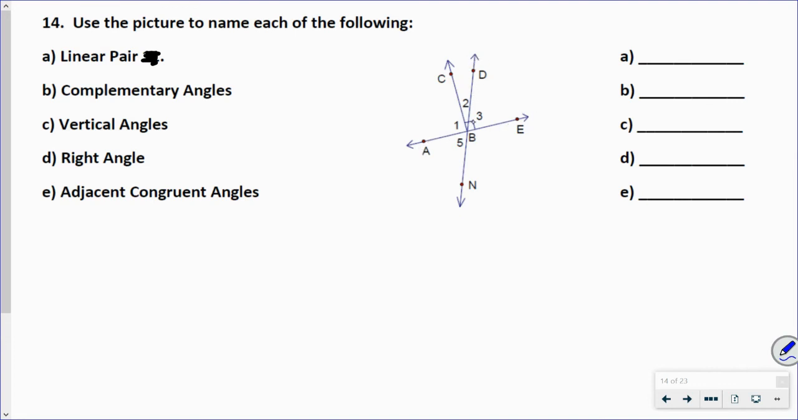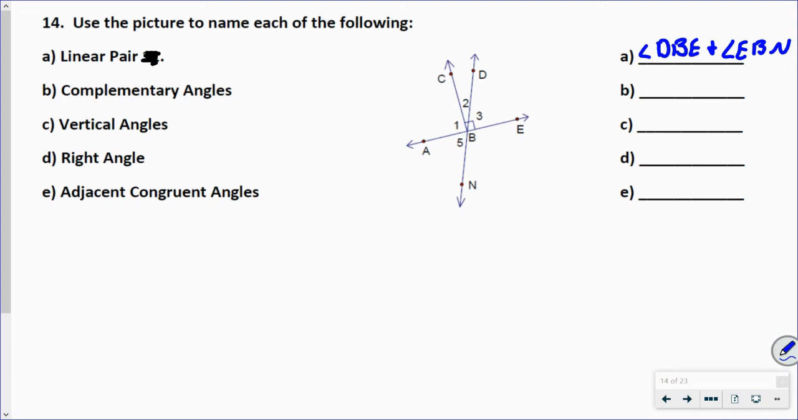Okay, so here's a line, and our two angles that form that line would be angle DBE and angle EBN. Okay, notice in the name how they share letters. That's how we know they touch. That's not the only one. You could have also said angle ABC and angle CBE. That's another one.